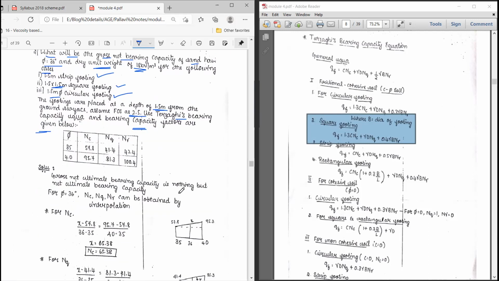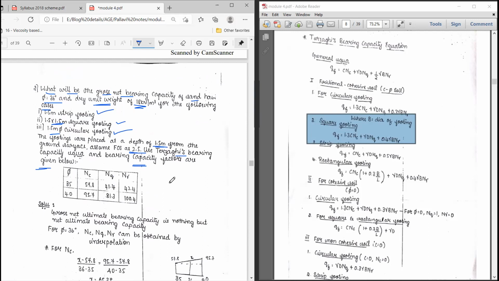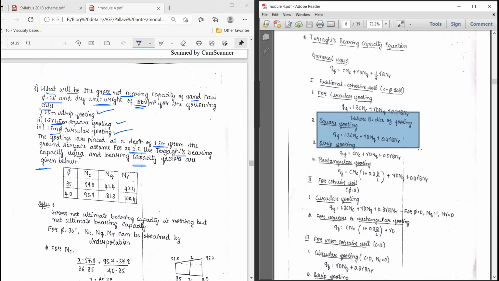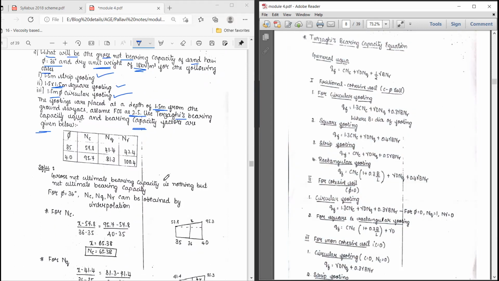Okay. So here, first, let us try to understand the problem. See here, he is saying that he used three types of footing: strip footing, square footing, and circular footing. If it is a circular footing, this is the formula we have to use. If it is a square footing, this is the formula we have to use. And if it is a strip footing, this is the formula we need to use. Okay. So all the formulas are available. Let us see the data he had given.